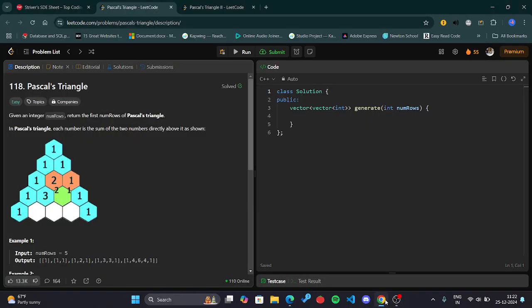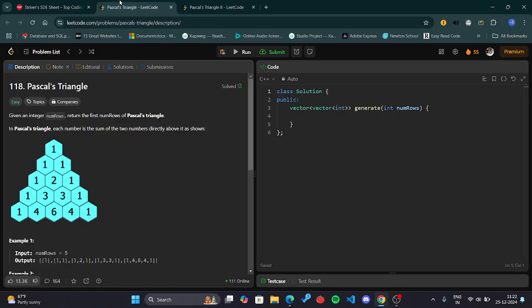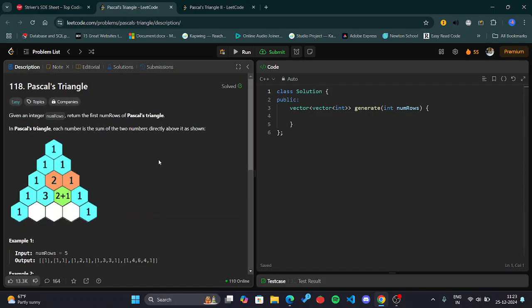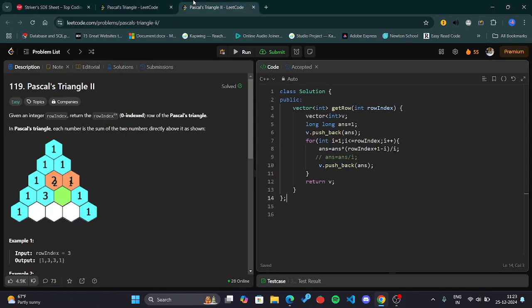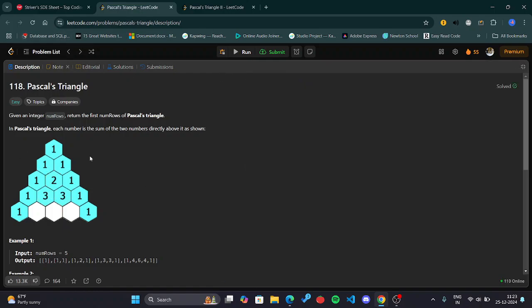Hi everyone. So today we'll be solving the second question from the SDE sheet of Striver sir, and the second question is Pascal's triangle. This question has three different variants, so we are going to discuss the two most important ones from Pascal's triangle, that is Pascal's Triangle and Pascal's Triangle 2. Okay, so let's just hide this.